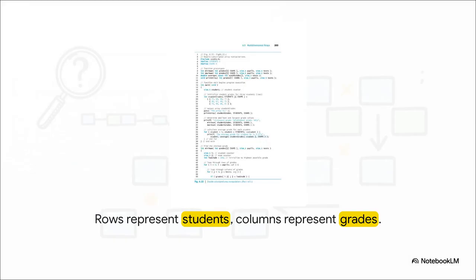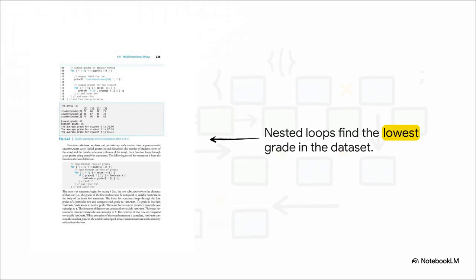Let's apply this to a real-world example. Imagine an array where the rows represent individual students and the columns represent their specific exam grades over a semester. So, looking at student 0, they might have grades of 77, 68, 86, and 73. So what if we want to find the absolute lowest grade in the entire class? We use those trusty nested loops.